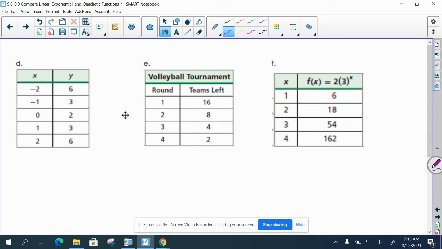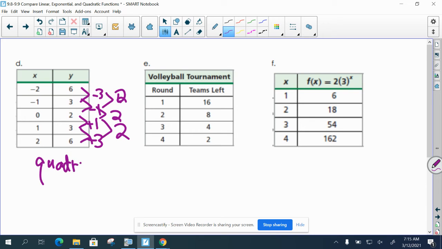And then we'll look at a quadratic one. For this one, you're subtracting 3, subtracting 1, adding 1, adding 3. And then the second differences are 2, 2, and 2. So that means that we have a quadratic because the second differences are the same.